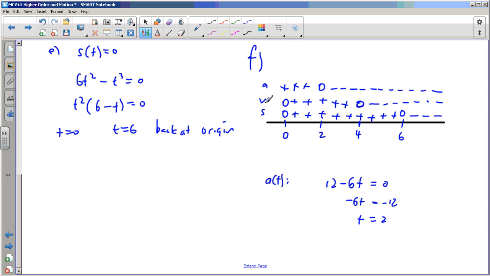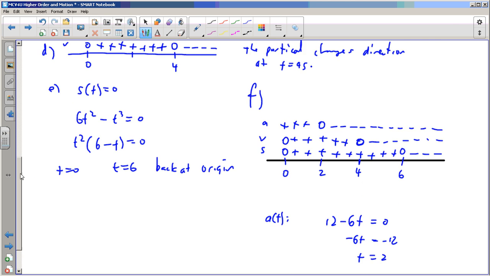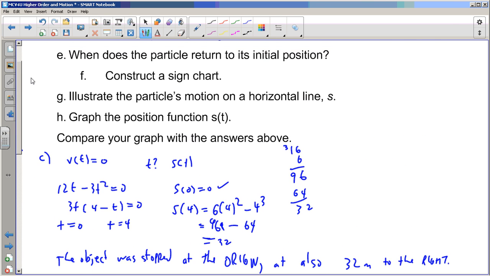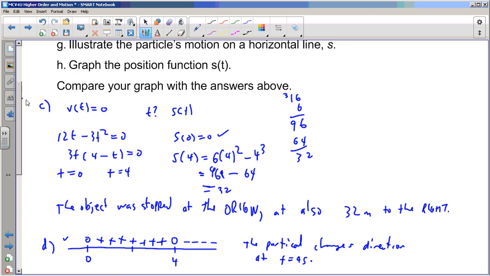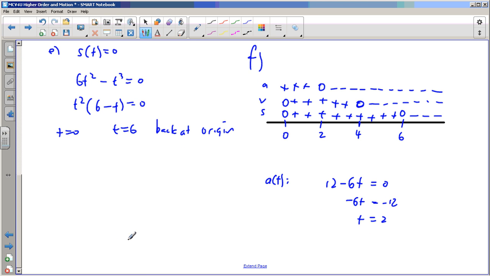Right? And this sign chart will allow us to get a good picture of what this particle is doing. And there's the sign chart, and it says, illustrate the particle's motion on a horizontal line S. Now this is difficult to do, and we're going to do a better job of it in a second, okay?